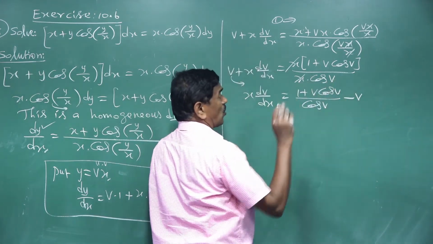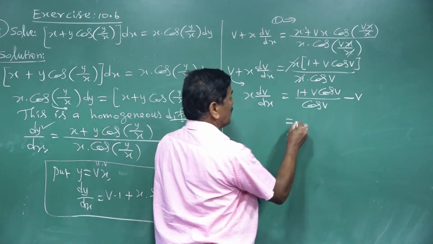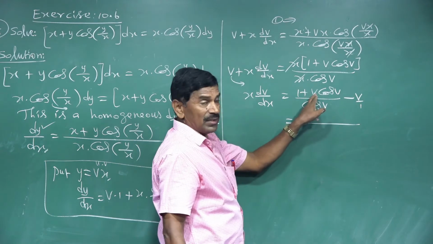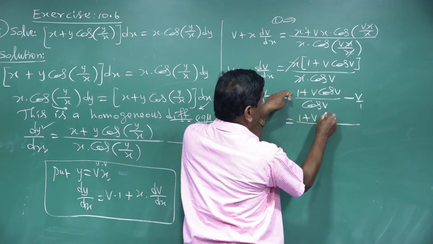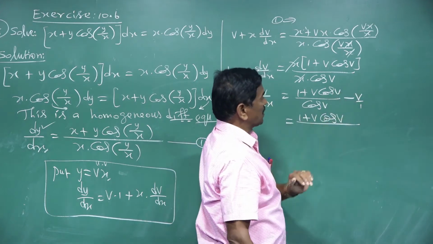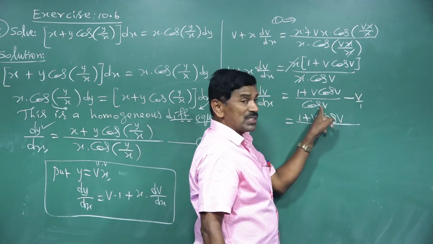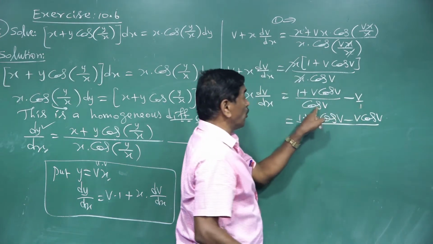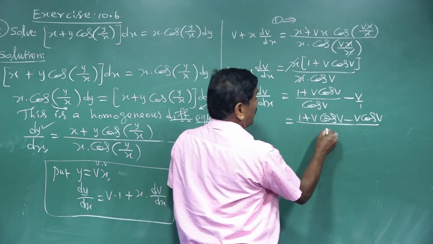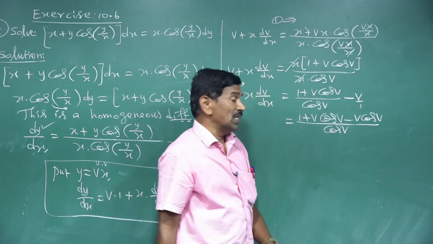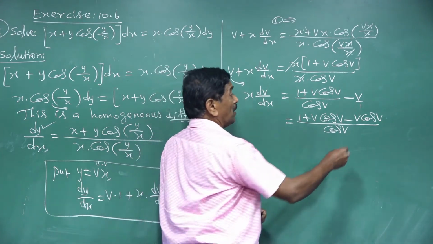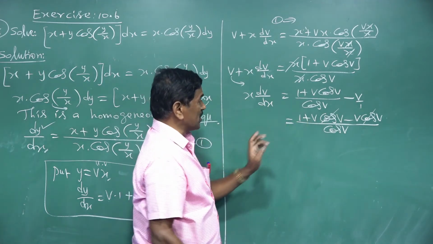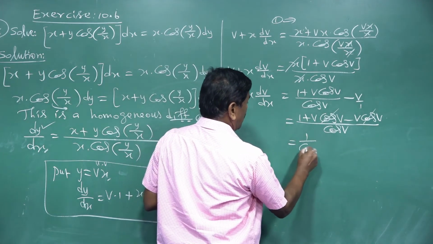Now it is equal to, by cross multiplication, v by 1 understood, 1 into numerator, the same, which is 1 plus v into cos v, minus v into cos v, that is minus v cos v, fully divided by 1 into cos v, denominator into denominator, which is cos v. Further simplification: here minus v cos v and plus v cos v cancel. What is remaining? 1 by cos v.